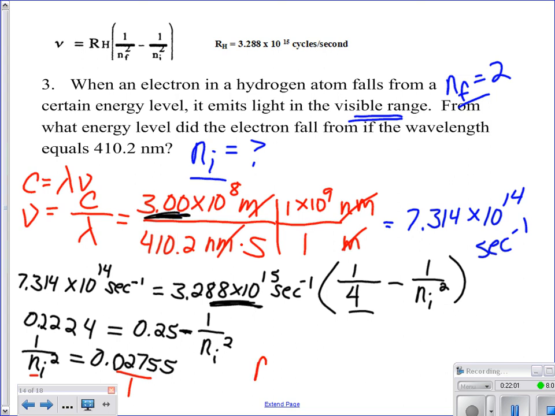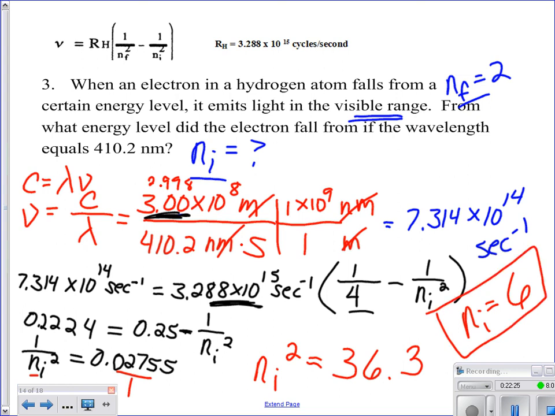Then you get ni squared equals, I think somewhere around there. When I used my 2.998 times 10 to the 8th, I was a little bit closer than this. But now being able to look at that and saying, yes, when I get the square root of that and get a whole number, my initial energy level equals 6. So that is it on that one.